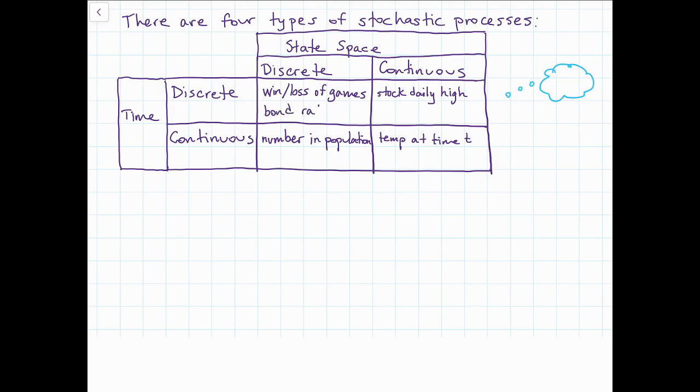Here's some more examples. Bond rating would be fully discrete. The number of cases of a disease would be discrete state space but continuous time. The maximum temperature on a given day would be continuous state space but discrete time. And the price of a stock at time t would be fully continuous. See if you can think of some more ideas for each of these.